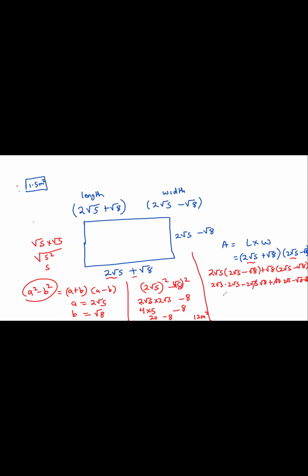Automatically, these ones in the middle will cancel out. So here you remain with 4 times 5 minus 8, which gives you 20 minus 8, which still gives you 12 meters squared. Now, after doing this, they wanted you to find the number of tiles needed.